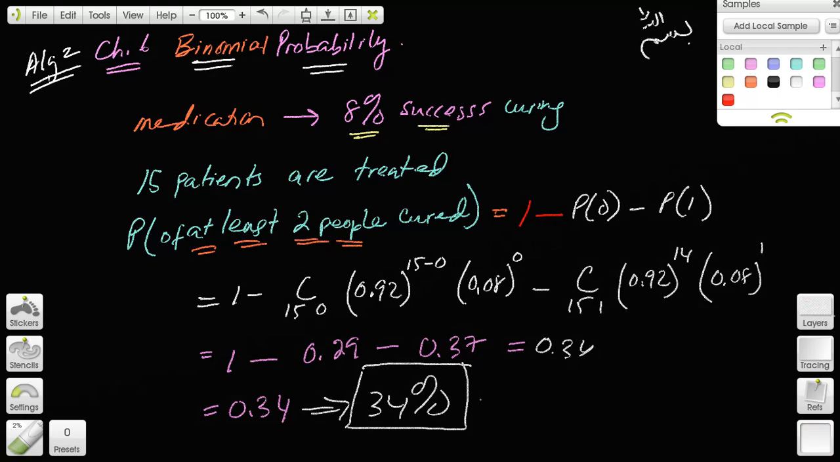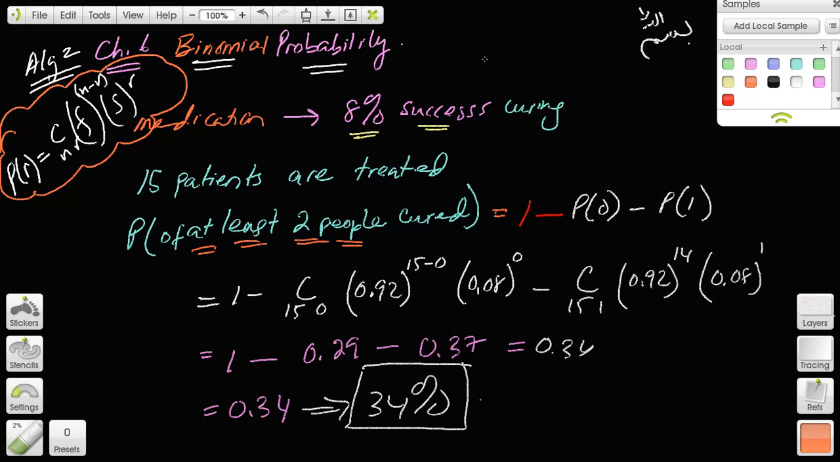Sometimes you have to be very creative with some of these. You have to think through, and this is the binomial probability, and the formula for the binomial probability is: failures to the n minus r and successes to the r. You just write this like 100 times, or however many times it takes for you to know this really, really well.